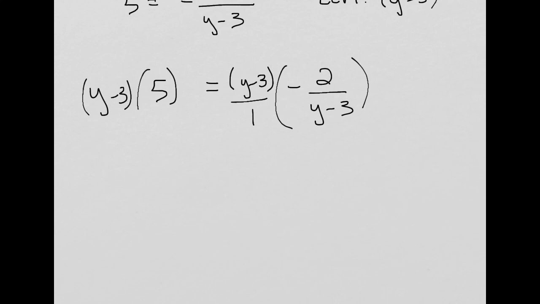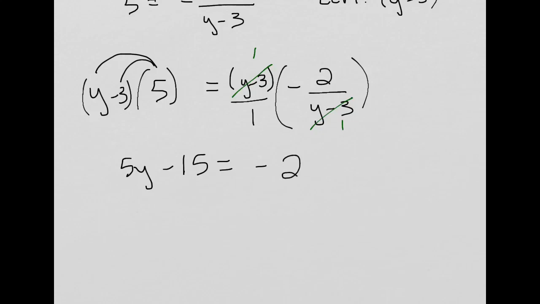Now let's just clean this up a little bit. On the left-hand side, I've got 5 times y minus 3. That means I can distribute that 5 through, so I'll get 5y minus 15. On the right-hand side, I've got a y minus 3 on top and a y minus 3 on the bottom. So I can divide top and bottom by y minus 3, and that just gives me a 1 and a 1. So if I multiply what's left, 1 times negative 2 is negative 2. Over 1 is still negative 2.